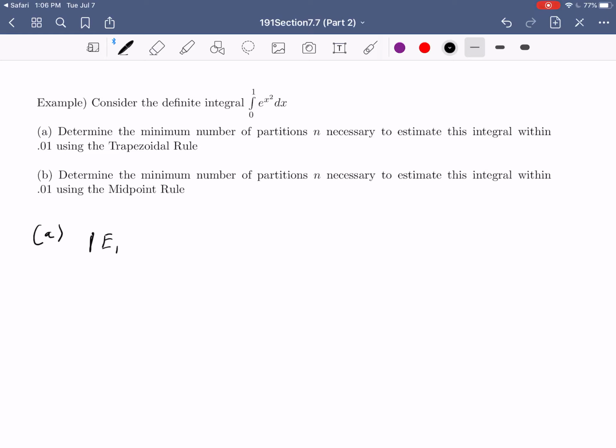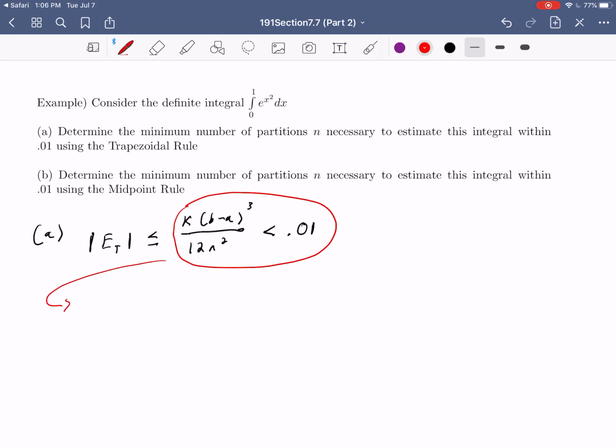So we know that the maximum error for the trapezoidal rule is less than or equal to K(b minus a) cubed over 12n squared. And we want that to be less than 0.01. We want to make sure that we're within 0.01. So we're going to say that this needs to be less than 0.01. And we're really going to focus on this here. We're going to try to solve this thing. So we're going to take this.